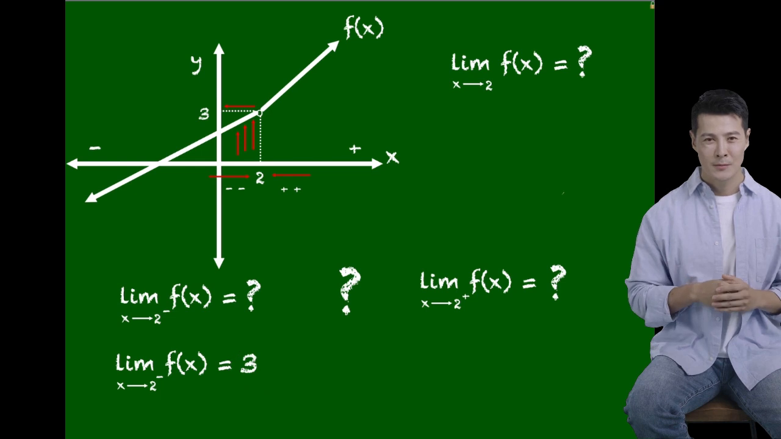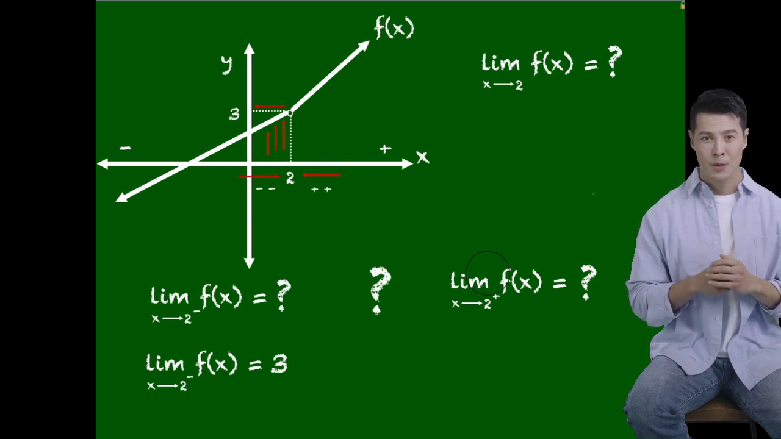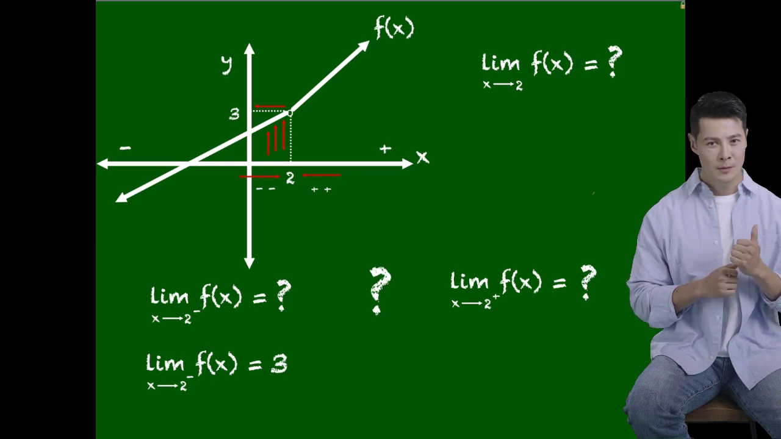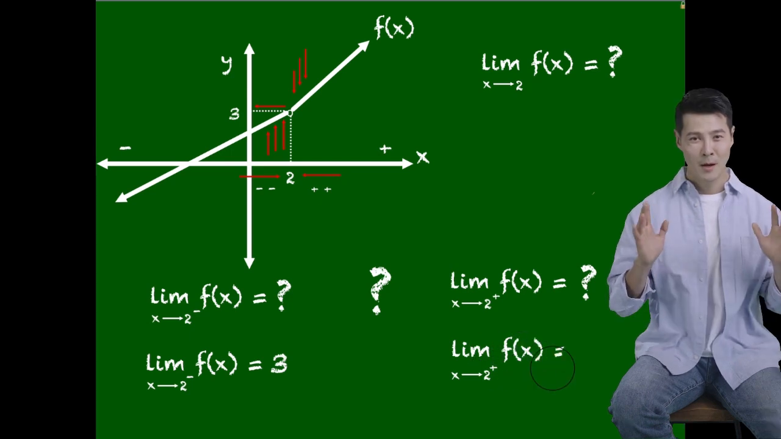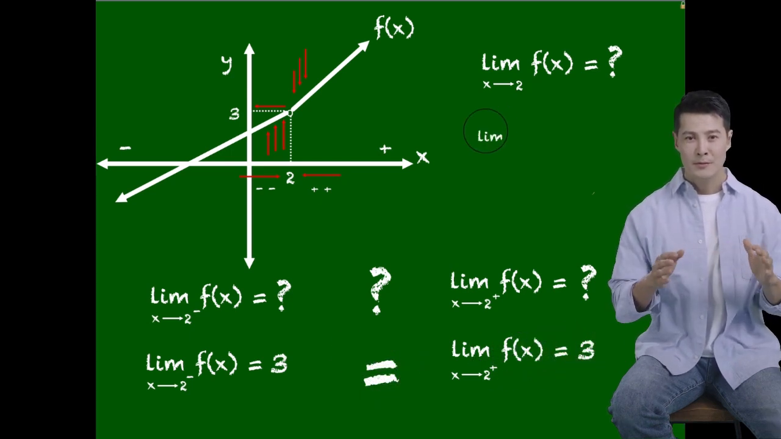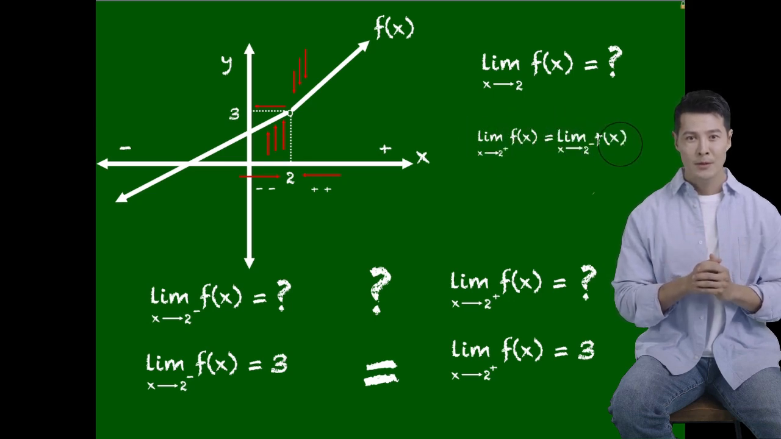Next, let's focus on the values of the function as x approaches 2 from the right, or from values greater than 2. As x gets closer to 2 from the right side, the function approaches 3. Let's note down this value for comparison. Since both sides approach the same value, we can say that the limit exists and the limit of the function as x approaches 2 is indeed 3.